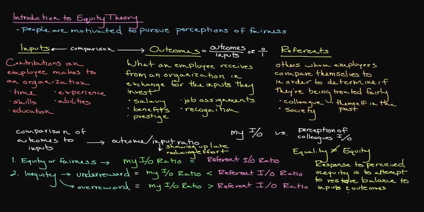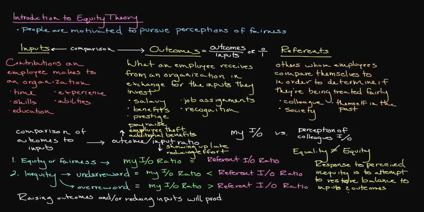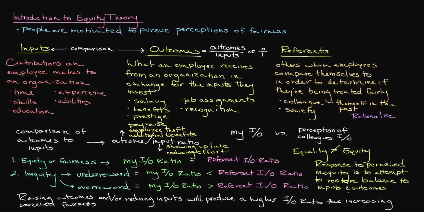The other variable that can be changed is the outcome. In this case, you would want to increase your outcomes to ultimately improve your outcome input ratio. This can take the form of asking for a pay raise, stealing office supplies or equipment, and lobbying for additional perks like covered parking spaces or even a nice corner office. By raising the outcomes that you receive, you increase your outcome input ratio, which will hopefully reduce or even eliminate the perceived inequity. An employee can also attempt to rationalize their own inputs or outcomes in response to a perceived inequity. This often takes the form of, well, it could be worse.